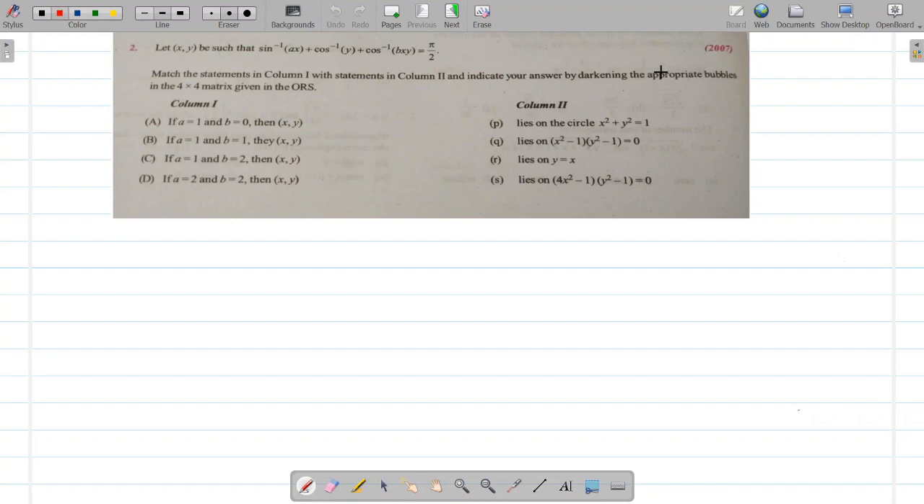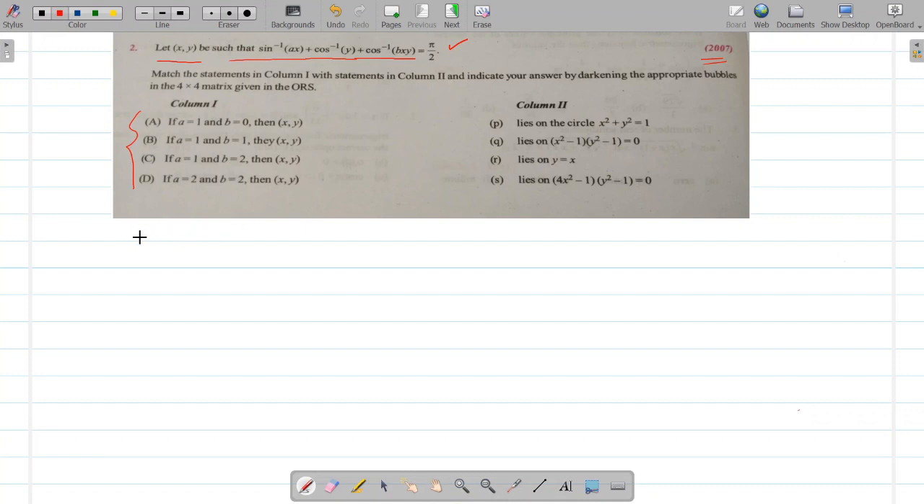So this is a problem asked in JEE Advanced 2007, and the problem says: let x, y be the ordered pair such that sine inverse of ax plus cos inverse of y plus cos inverse of bxy is equal to pi by 2. Then we have to match these two columns as per the values of a and b.